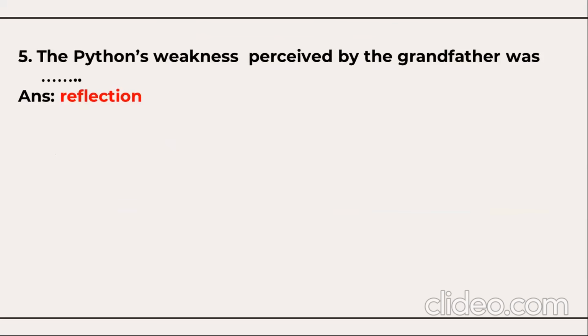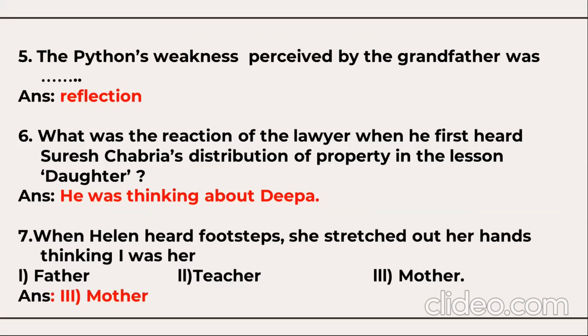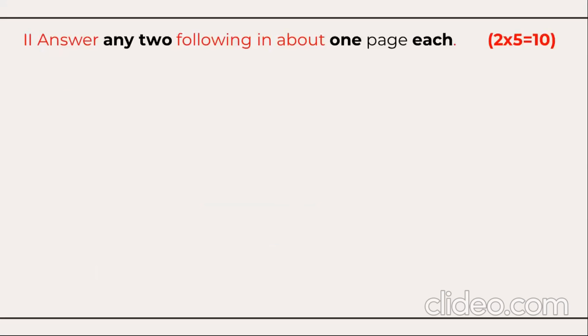That was his weakness. What was the reaction of the lawyer when he first heard Suresh Chabaria's distribution of property in the lesson Daughter? He was thinking about Deepa. He got shocked and he started to think about Deepa. The last question. When Helen heard footsteps, she stretched out her hands, thinking I was her father, teacher, mother. Option is here, mother. So these are the 2 marks questions and totally 10 marks. Now remaining 10 marks questions. Now, answer any 2 questions and you need to answer in 1 page each. So these are the 5 marks questions, 2 questions for 5 marks, so total 10 marks.